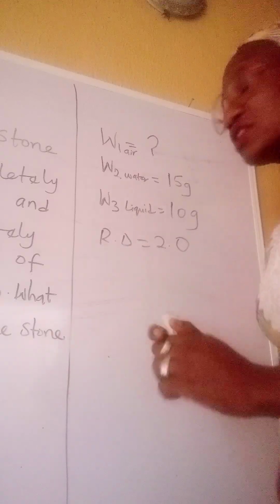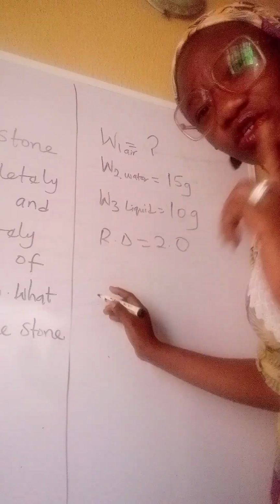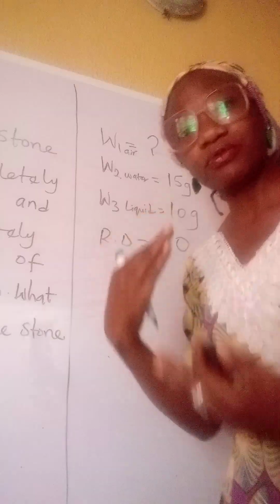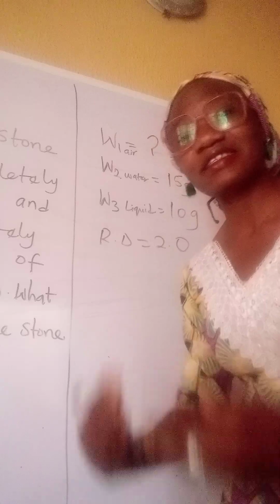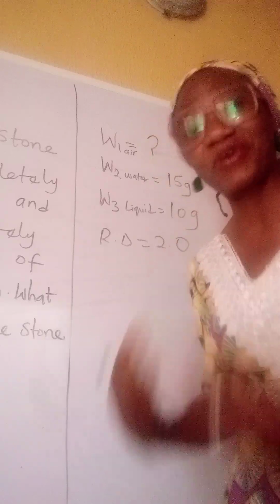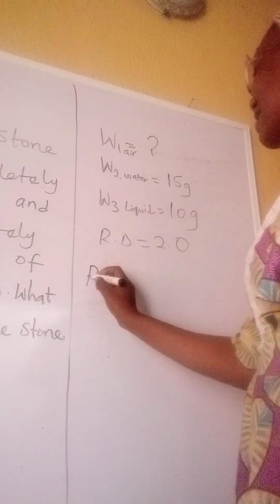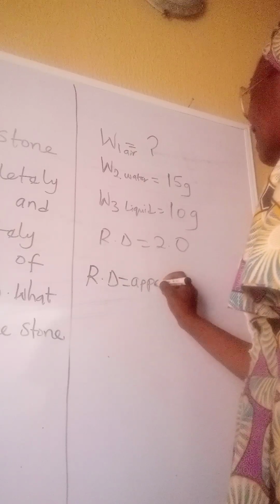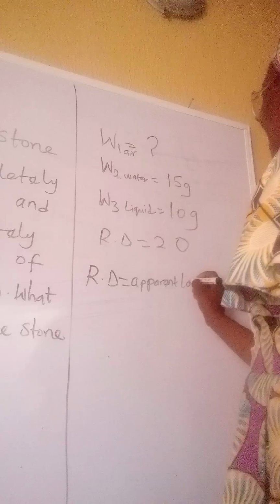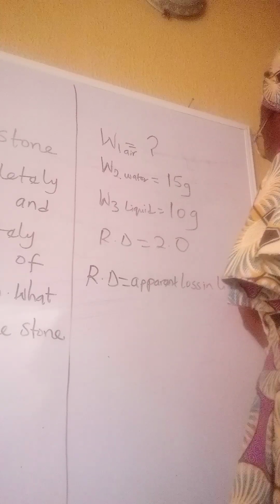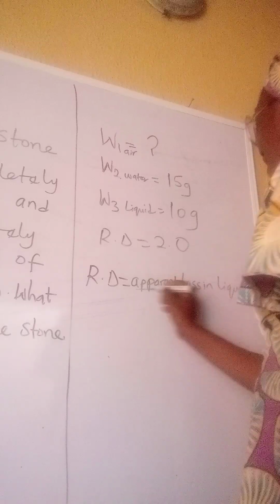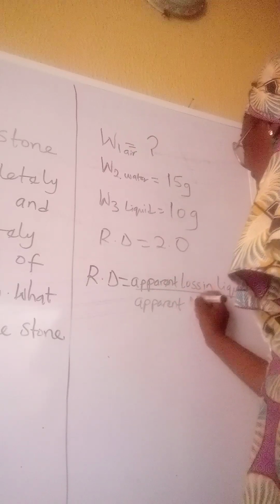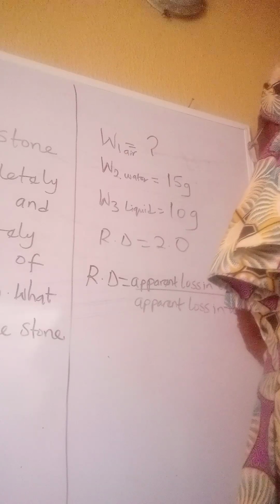Now, what is the formula? The next thing you need to do after bringing out your parameters from the question is to write your formula. It is important you write the formula. So we have RD is equal to what? Apparent loss in liquid all over apparent loss in water.